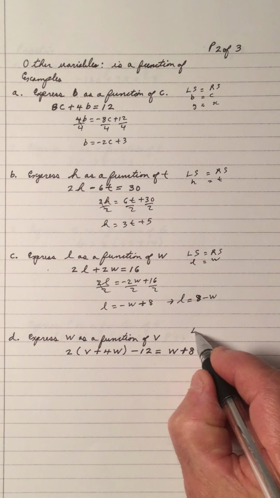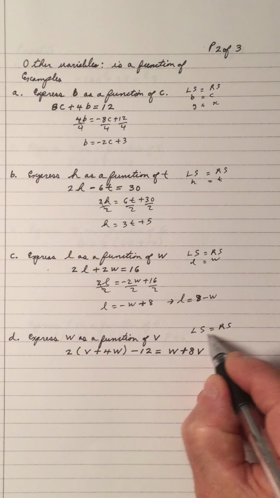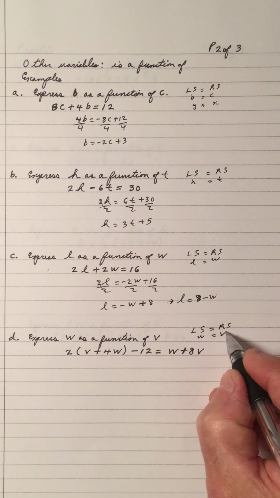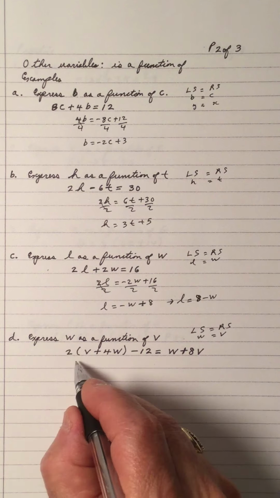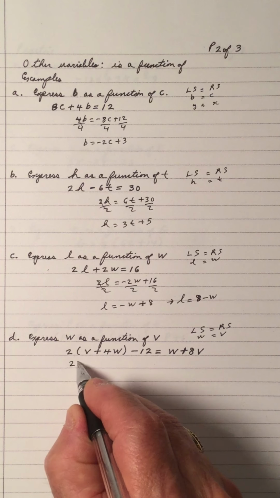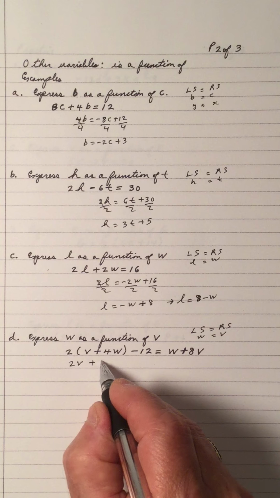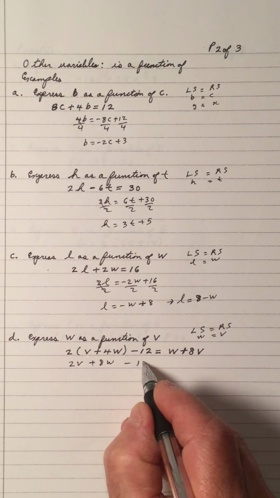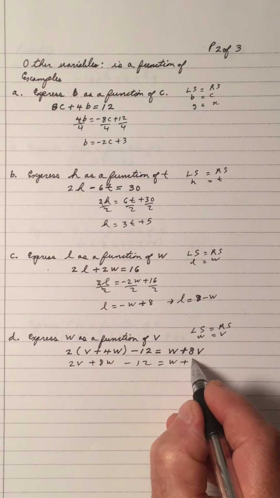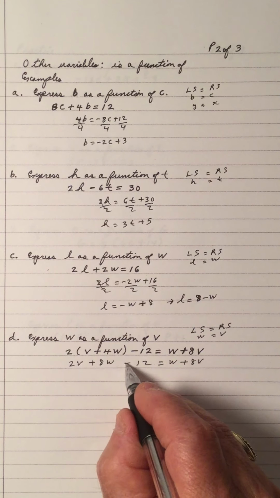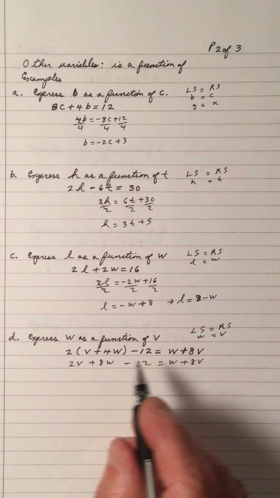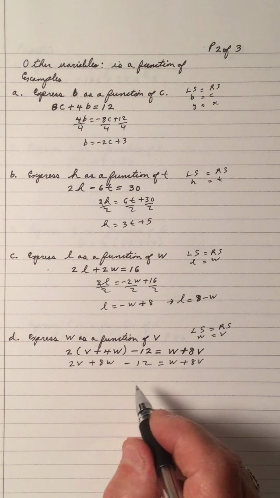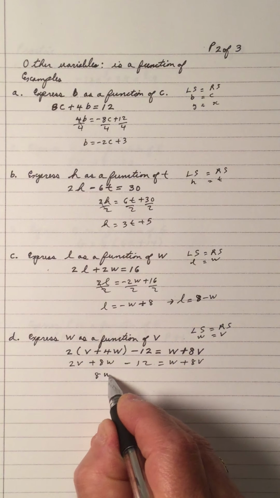Express W as a function of V. That means, think about it, left side, right side: W is on the left, V is on the right. So all W's go to the left, all variables with V go to the right with the constant. So let's remove the brackets first. 2 times V, 2V, 2 times 4W is 8W. So I have the brackets removed, done. V and W and 12, none of these can add together, so they're not like terms. So we're solving for W. W is on the left, so 8W.